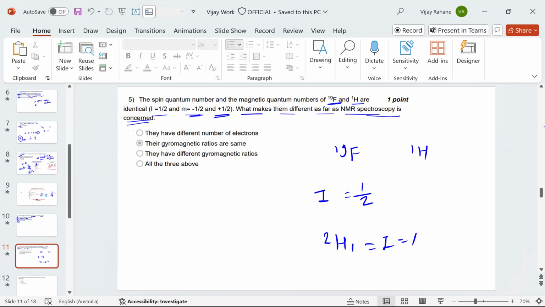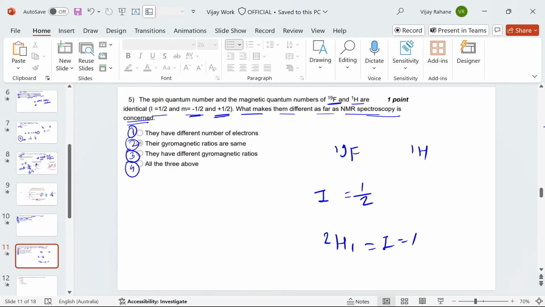The first option is they have different numbers of electrons. The second option, their gyromagnetic ratios are the same. The third option is they have different gyromagnetic ratios. And the fourth option is all the above. So what's the correct option here?